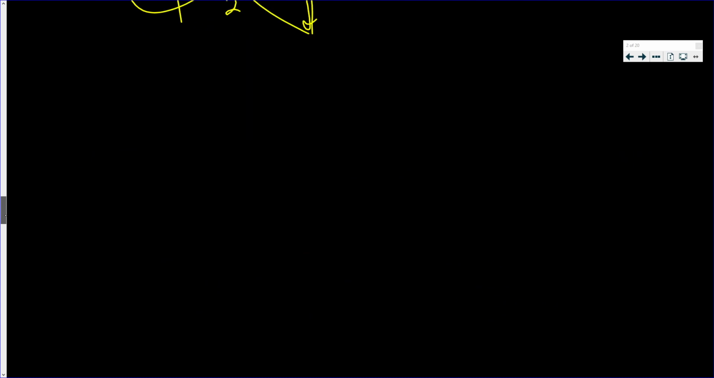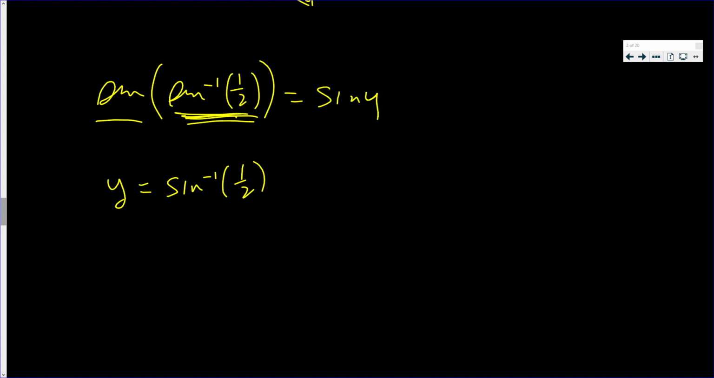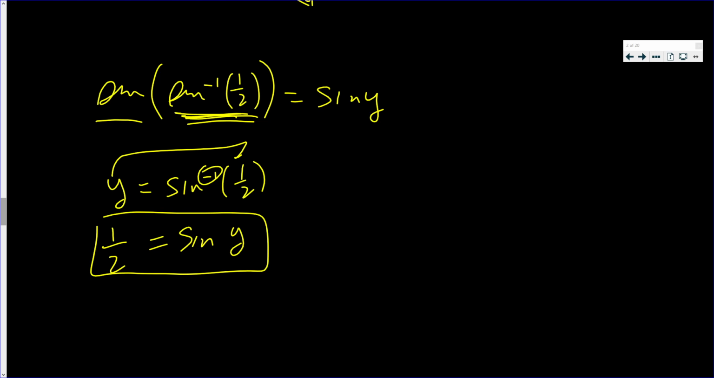Let's do a few more. This one's interesting. What is the sine inverse of a half? Well, first let's figure out what this is. Let's call it y. y is equal to the sine inverse of a half. If I call this y, then we want to find out what the sine of y is. There's a rule that says you can change those as long as you don't put the inverse. Sine of y is a half. Done. That wasn't bad.